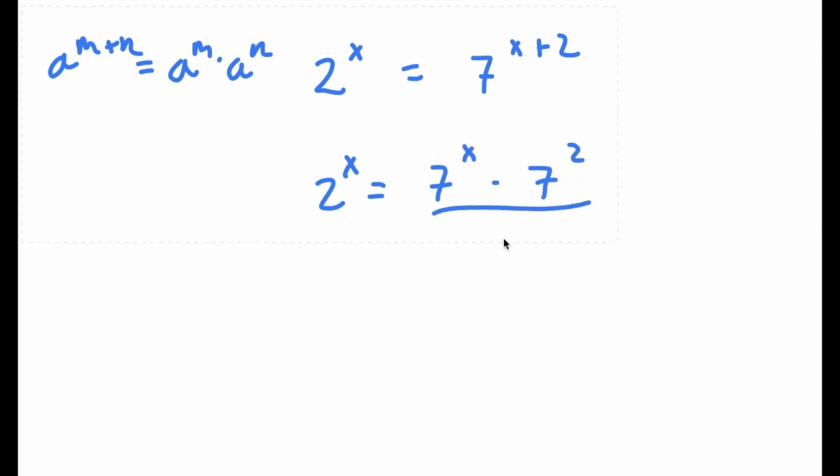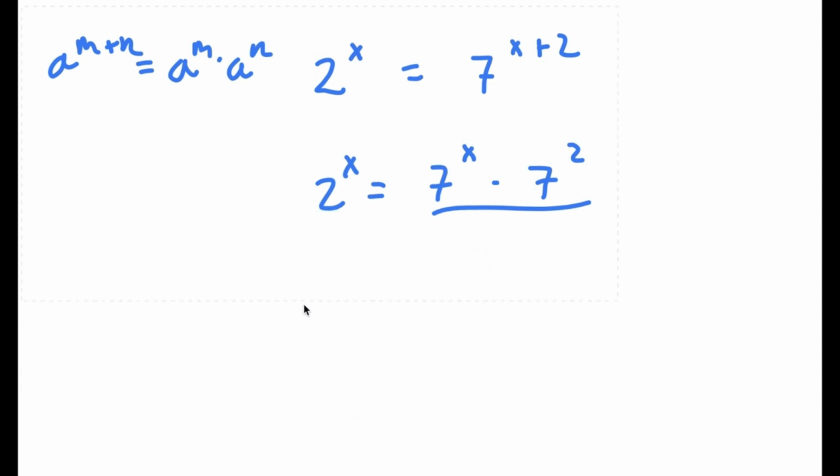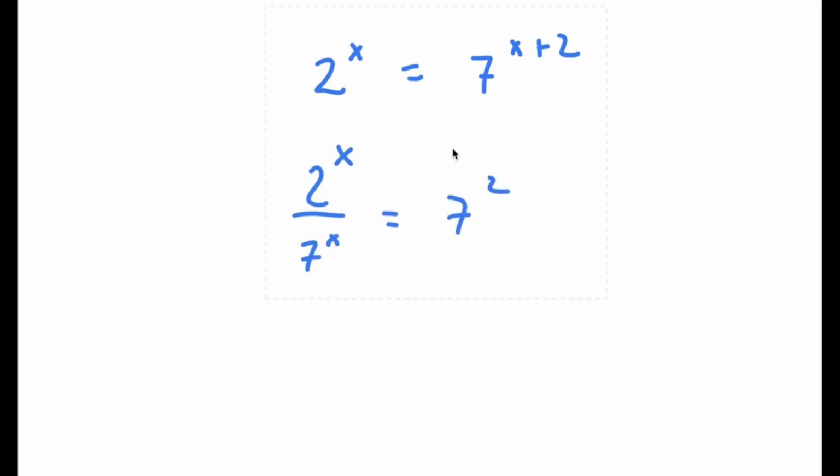Now, I'm going to go ahead and divide both sides by 7 to the power of x. So now I have 2 to the power of x over 7 to the power of x is equal to 7 to the power of 2. So now let me clear all this up. So I have 2 to the power of x over 7 to the power of x is equal to 7 to the power of 2.